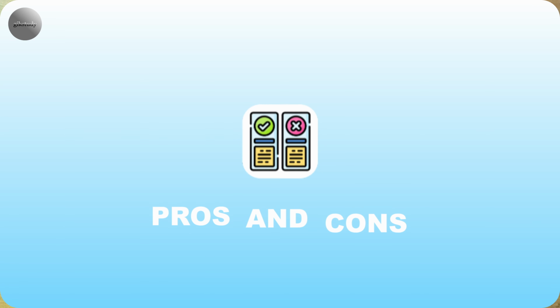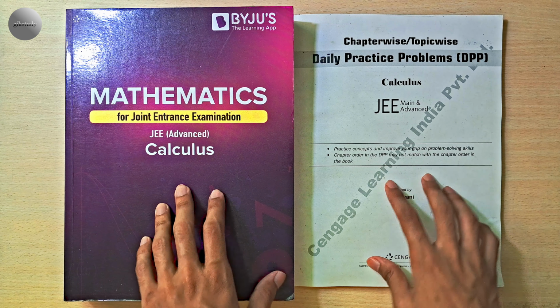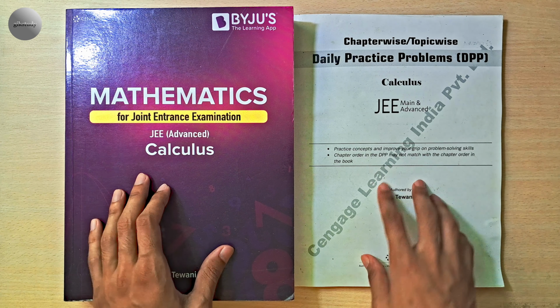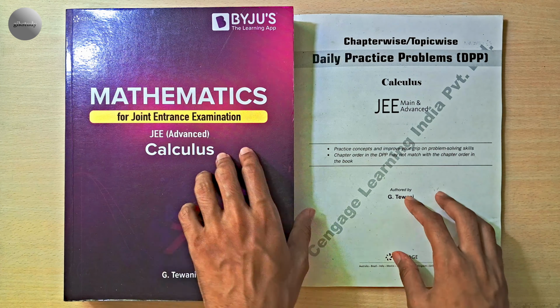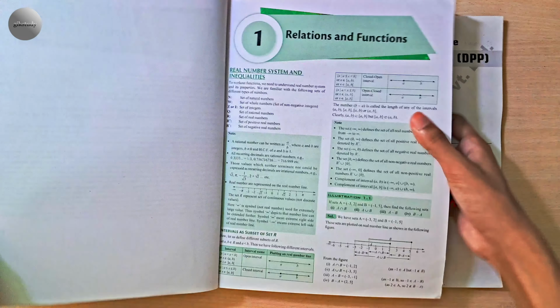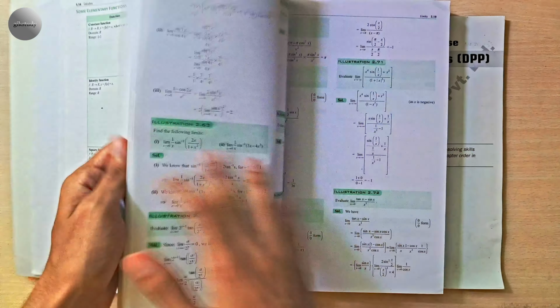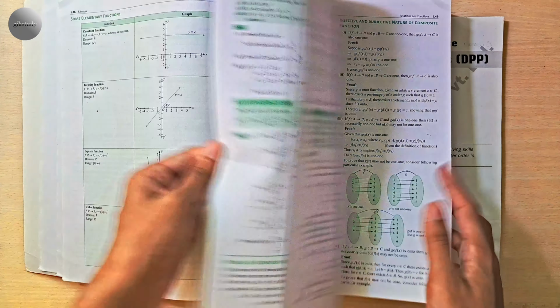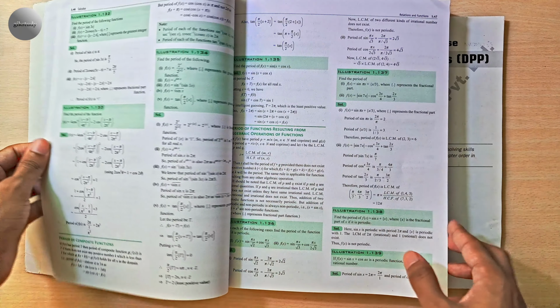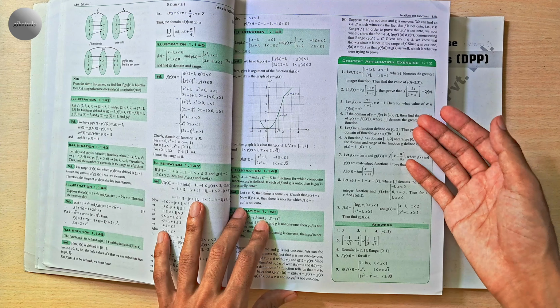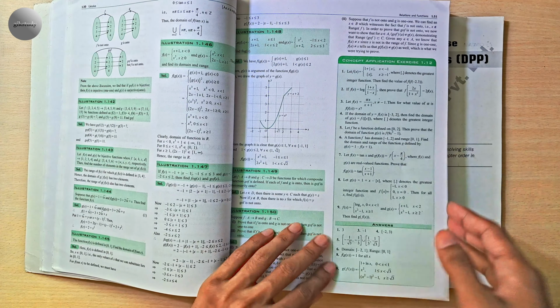Now let's talk about the pros and cons about this book and this DPP. So first pro is you get in-depth theory with illustrations and a lot of questions. Here you can see you get a lot of in-depth theory in each of the chapters. For every chapter you get a lot of theory, and also there are a lot of illustrations. To test your understanding, you get concept application exercises.